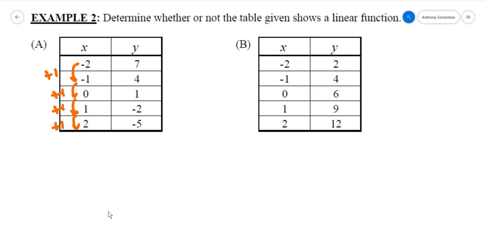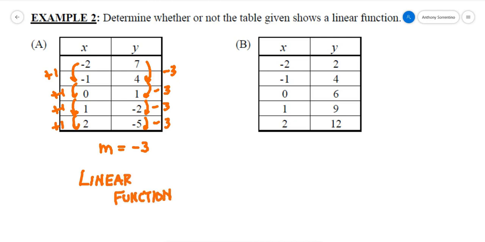Now, since the x's are going up by 1 each time, as long as the y's are changing the same as I go from y value to y value, that would indicate that I have a constant rise over a run. So when I look at this side, that's a minus 3, that's a minus 3, that's a minus 3, and that's a minus 3, which indicates that I do have a constant slope of negative 3 running between these points, so this is a linear function.